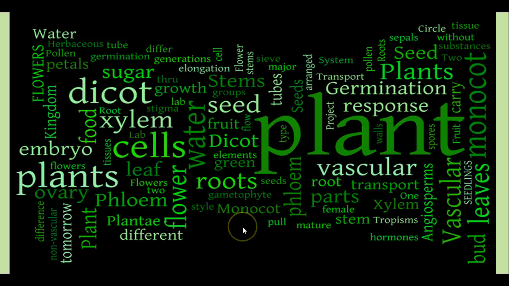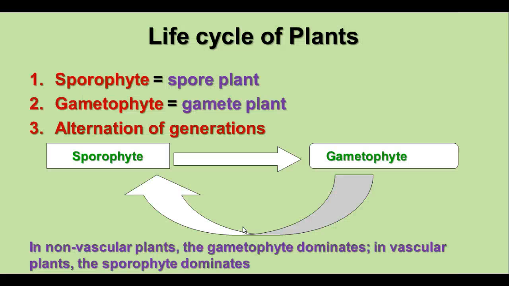We'll continue our study of the plant kingdom by talking about life cycles and tropisms and hormones. So life cycles of plants are similar to what we talked about with the fungi and protista in that they undergo an alternation of generations between a sporophyte and a gametophyte. Remember that the sporophyte is the spore plant, and the gametophyte is the gamete plant.